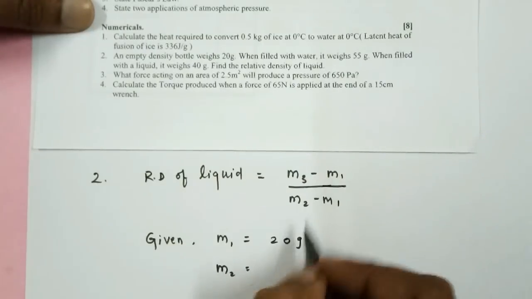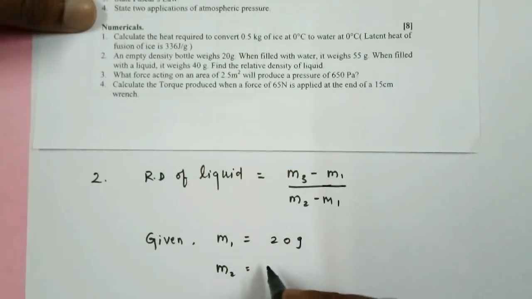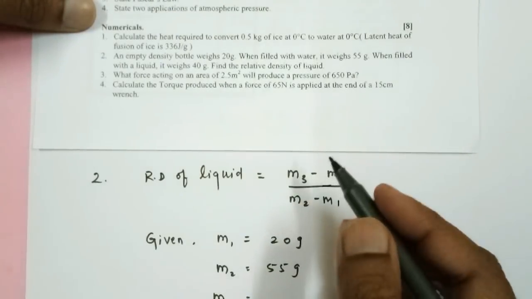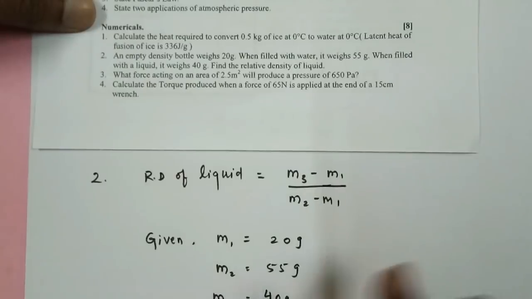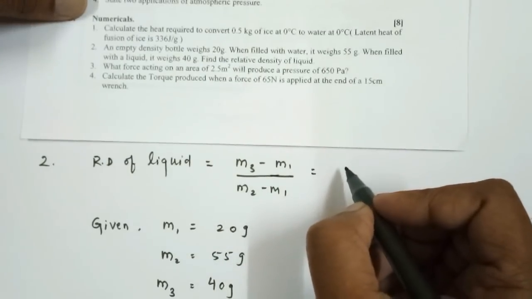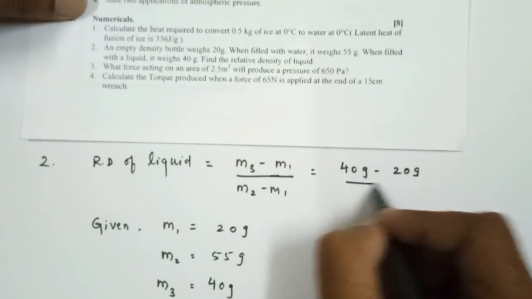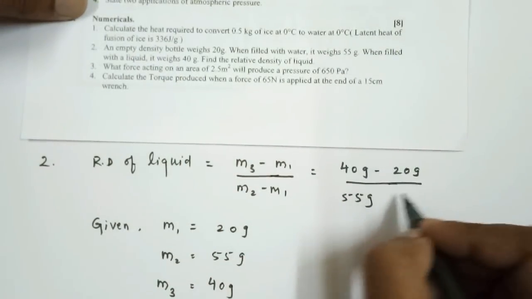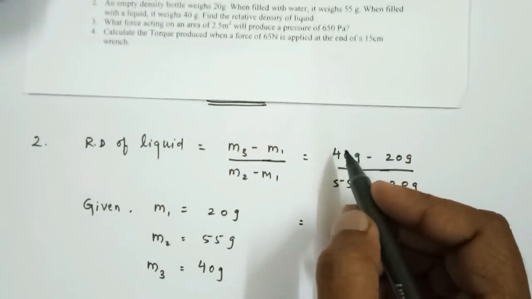M2 is the mass of the empty bottle and water completely filled in it. That is given to us as 55 grams. M3 is the mass of the empty bottle and the liquid which is completely filled inside it, that is 40 gram. Now I am going to put the values over here. So 40 gram minus 20 gram upon 55 gram minus 20 gram.